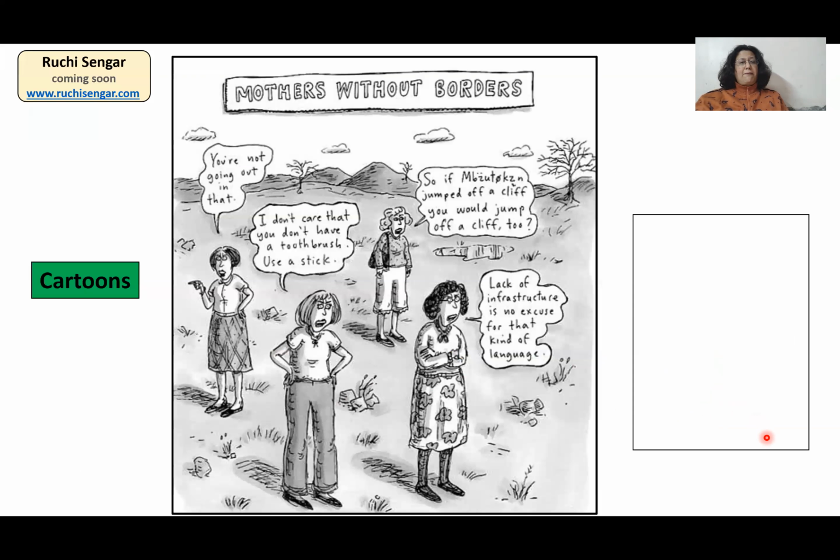Now, if you don't want to go with the song and the infrastructure, or the operational aspects don't allow for a song to be played at that point of time, I would suggest this cartoon.